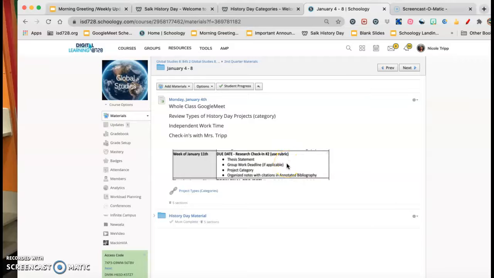Also be aware that your group work deadline form is due next week, and that would be for those students that are choosing to work in partnerships or small groups. Remember that for group work to work, all students need to have achieved a level 3 on all components in a timely fashion in order to qualify.